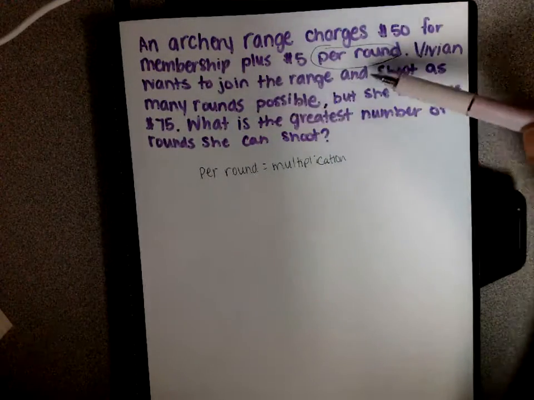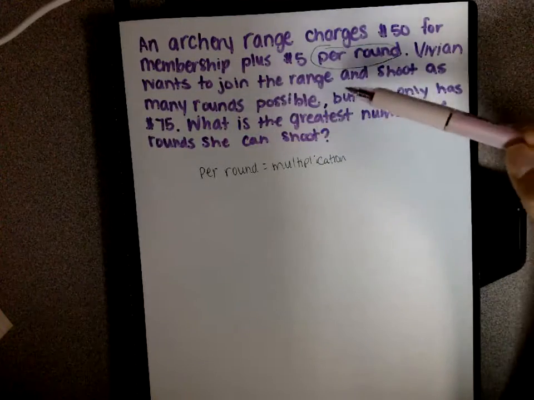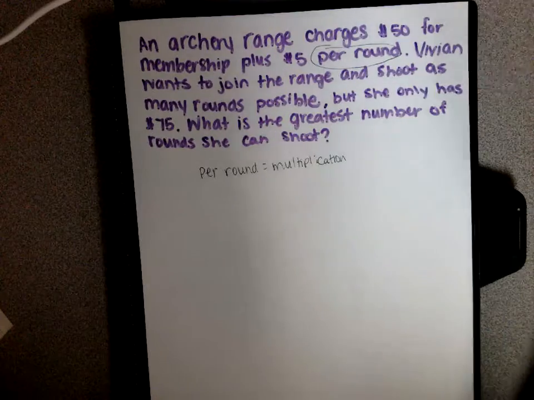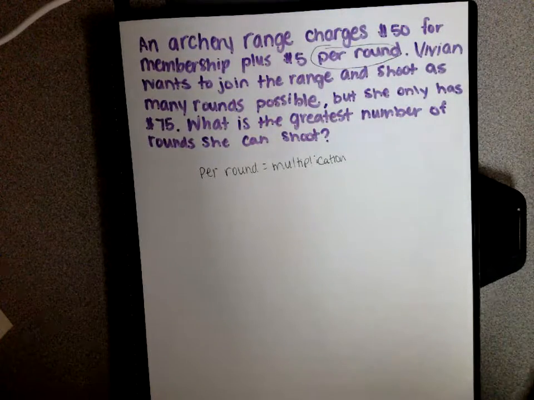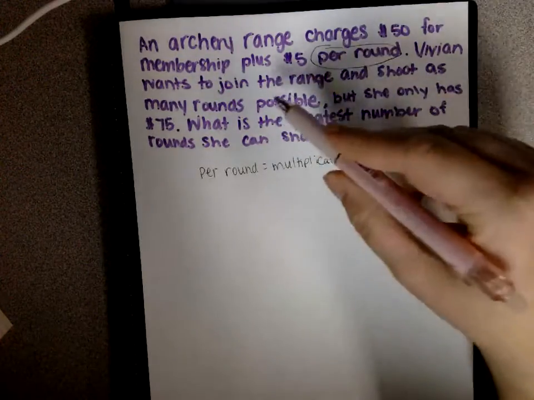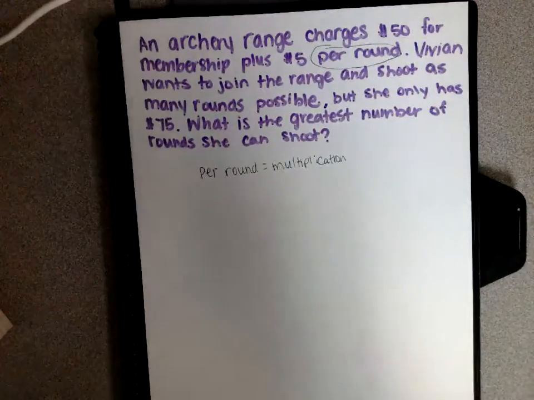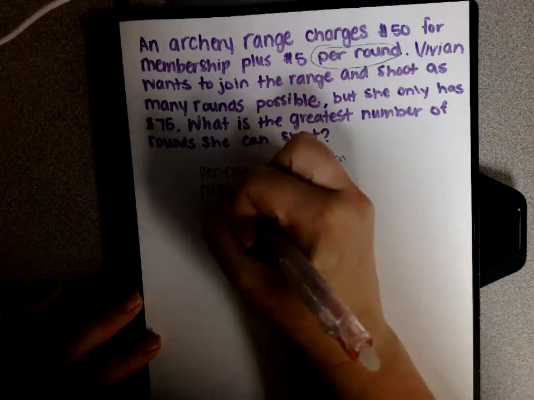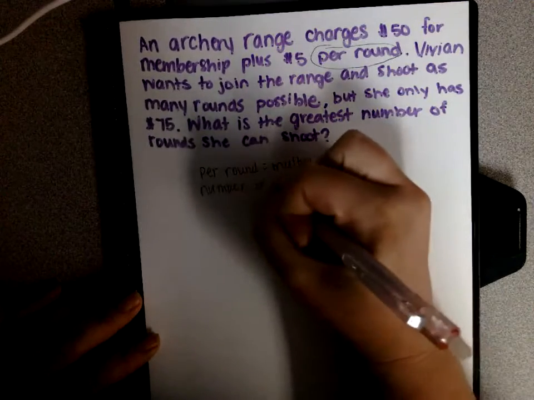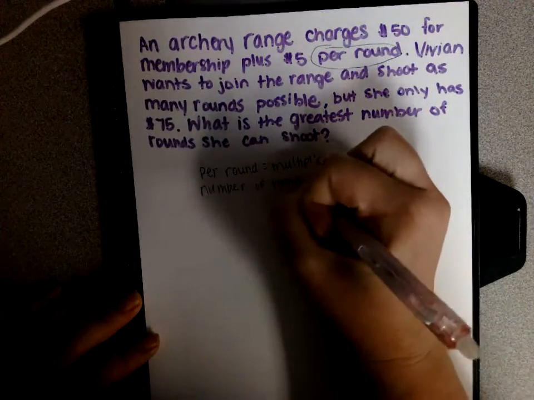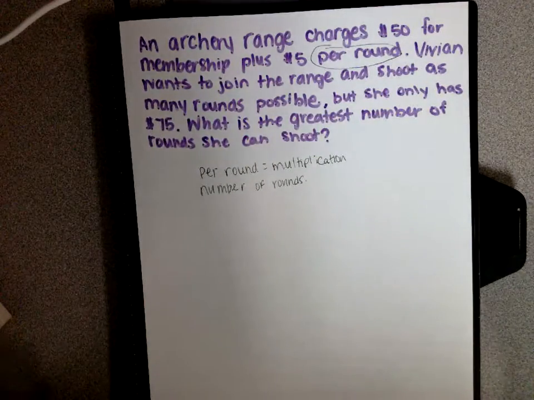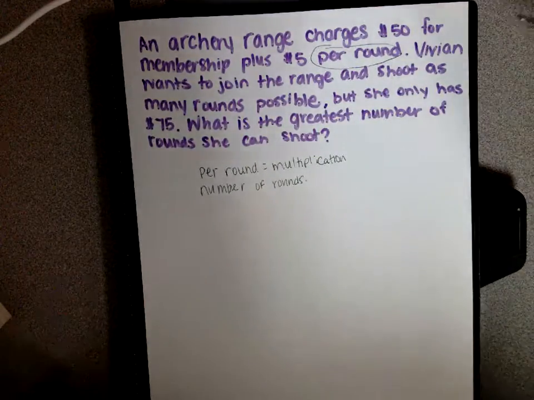Vivian wants to join the range and shoot as many rounds as possible. So that means the number of rounds, as many rounds as possible. How many rounds can she shoot? Number of rounds. Okay.